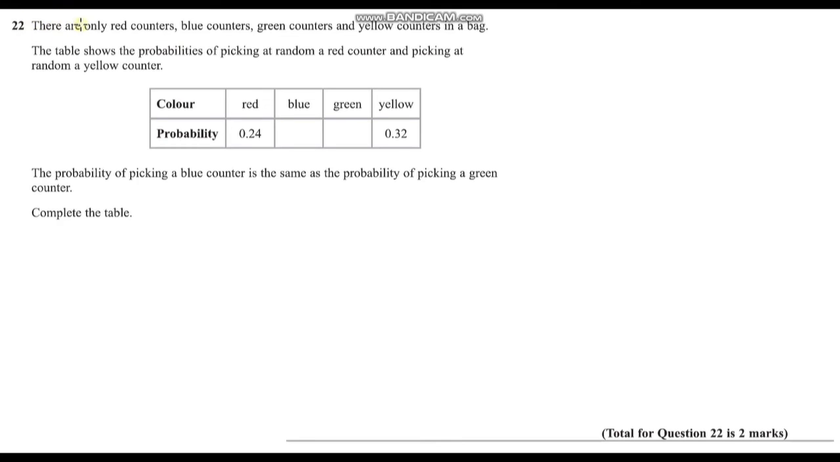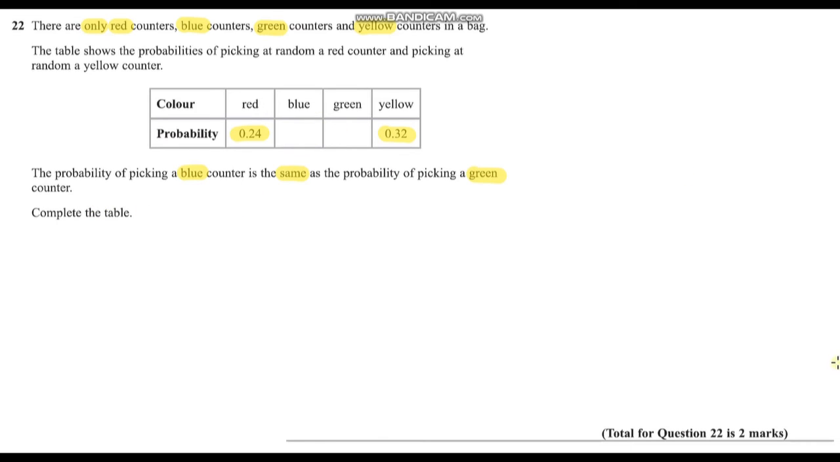Question 22. There are only red counters, blue counters, green counters and yellow counters in a bag. The table shows the probabilities of picking at random a red counter and picking at random a yellow counter, which we can see here. The probability of picking a blue counter is the same as the probability of picking a green counter. Complete the table. So these two values are the same.